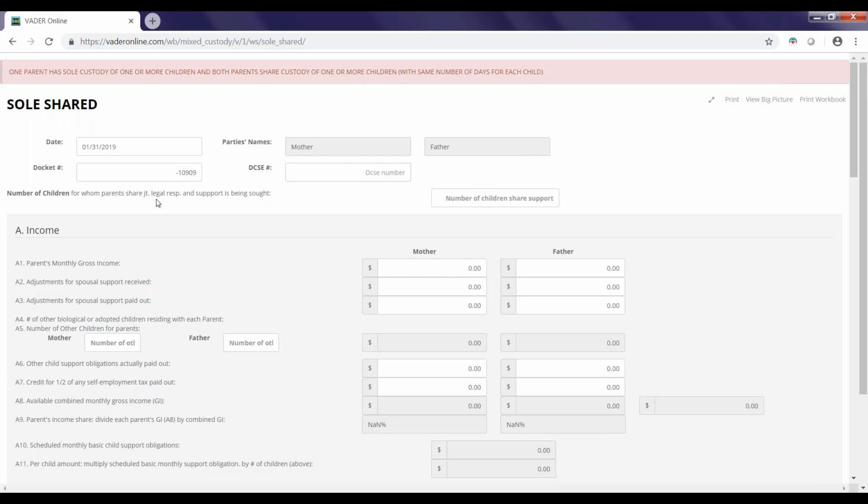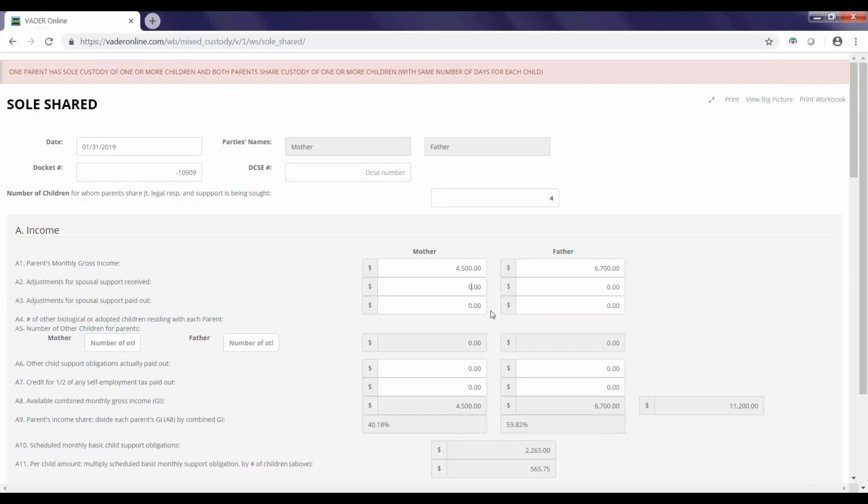Now, the first thing we're going to do is figure out the total number of children. So in this particular example, let's assume the parties have 4 children total. I'm going to enter that in. I'm going to enter in each party's monthly gross income. Let's give mom $4,500 per month. Let's give dad $6,700 per month. Is there any spousal support received? Let's say for this example, no.